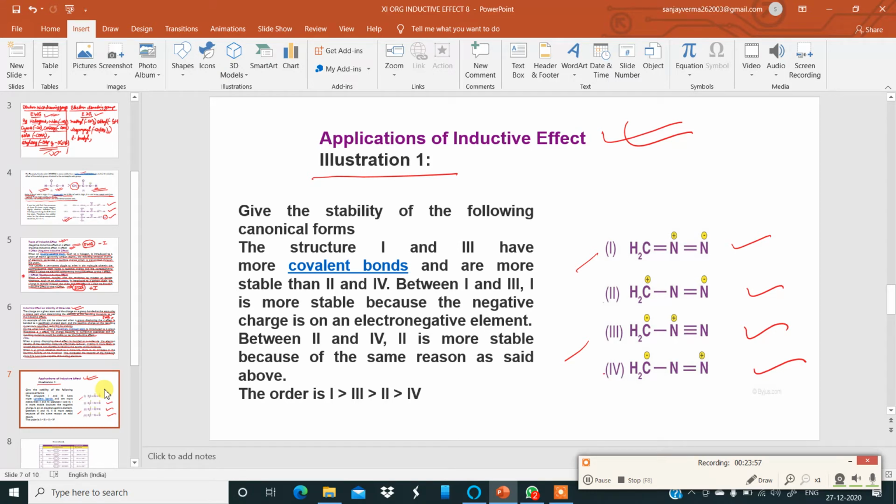Between 1 and 3, which is more stable? 1 is more stable because the negative charge is on the electronegative element. Between 2 and 4, 2 is more stable, for the same reason as said above. Therefore, the order of stability comes like this: 1 is more stable than 3, which is more stable than 2, and 2 is more stable than 4. So the most stable over here is 1. So this is how you have to be able to generalize questions based on the inductive effect.